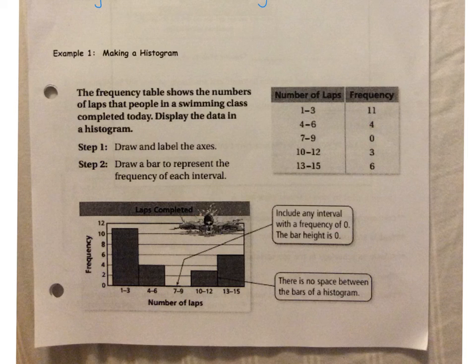What I want you to do now is go to the next page and take a look at the on your own problem. It says the frequency table shows the ages of people riding a roller coaster. Display the data in a histogram. In the box on the next page, you're going to create your histogram using these steps here. Make sure that you don't have any space between each bar, and that you have a title, and that all of your axes are properly labeled.